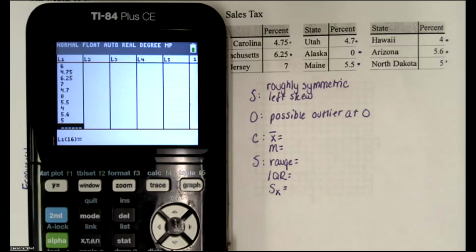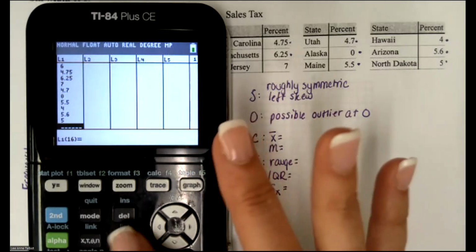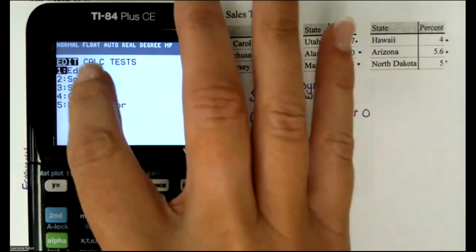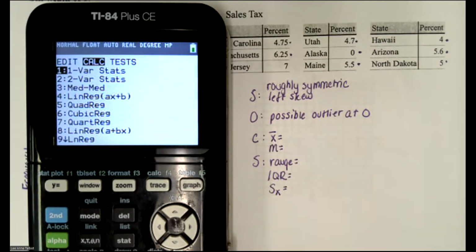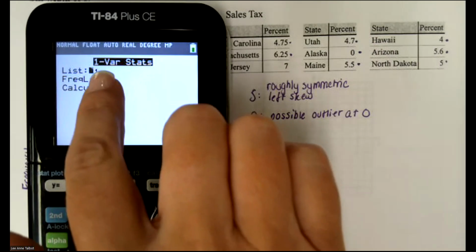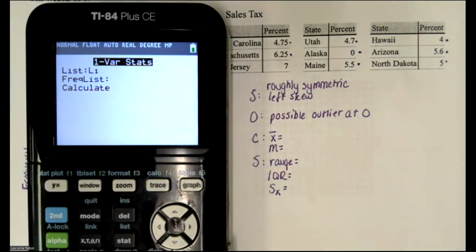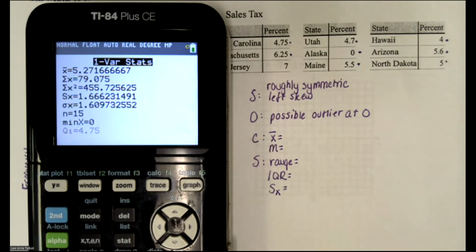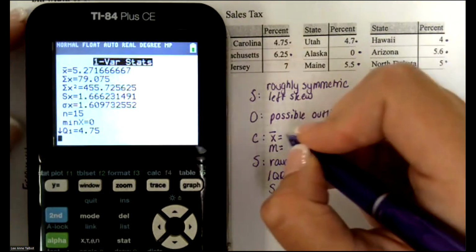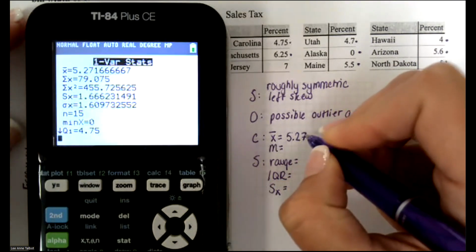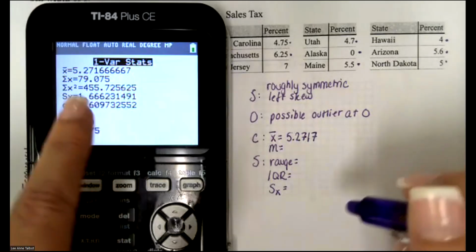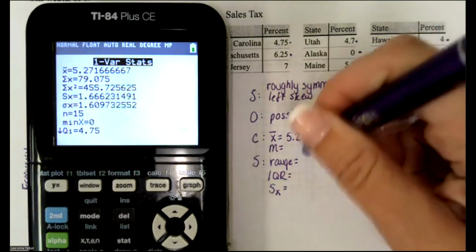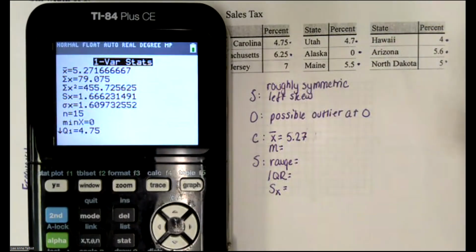Do you remember what to do? Stat. Nope. Stat, then what? Calc. Then enter. Make sure this is L1. Enter, enter, enter. First of all, did somebody else get checksum 79.075? Anyone? Yeah, okay.